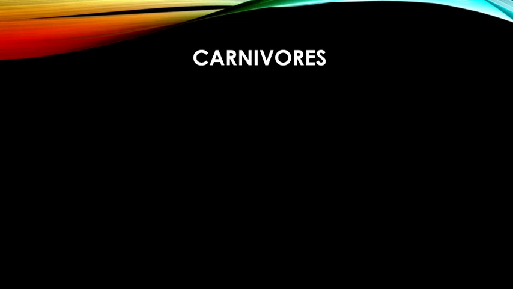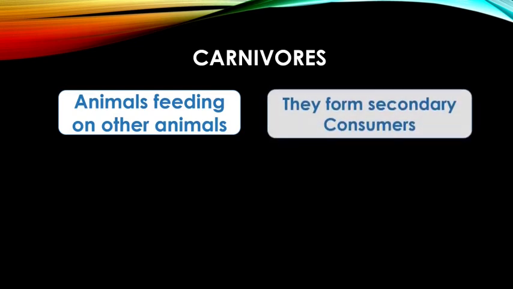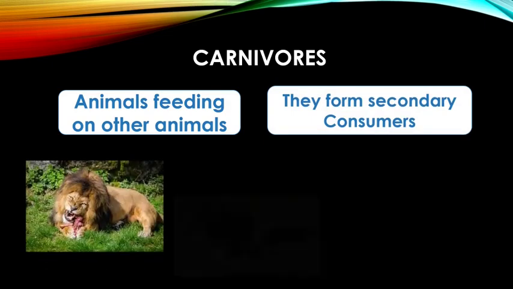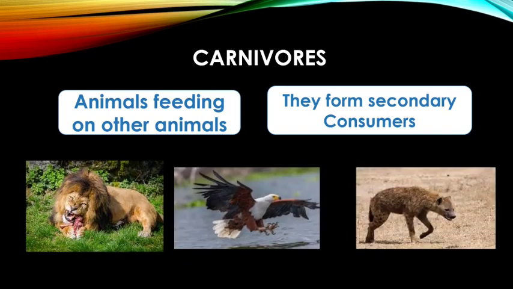Next are carnivores. Who are carnivores? Animals feeding on other animals are called carnivorous organisms. They form the secondary consumers, that is, they feed on primary consumers. Examples: lion, tigers, even many birds like eagles, or hyenas, fox, etc.